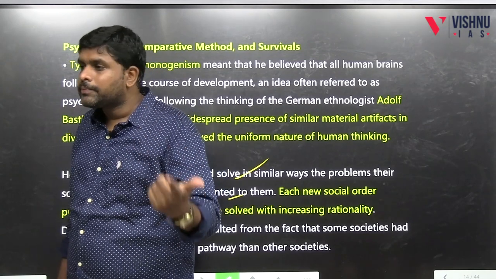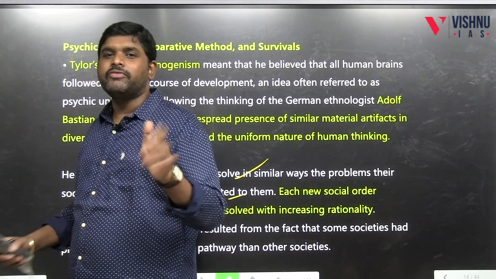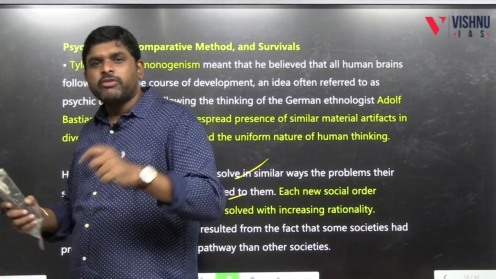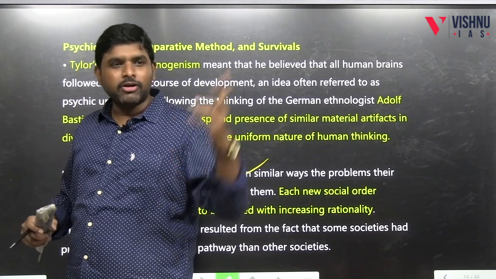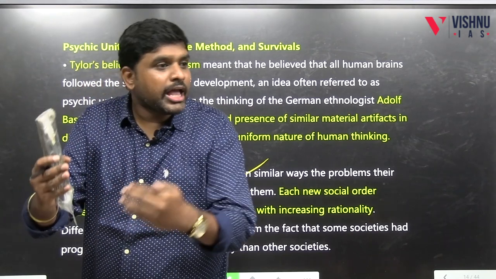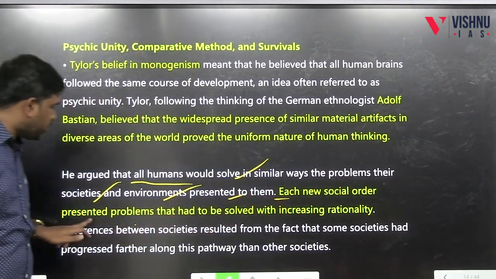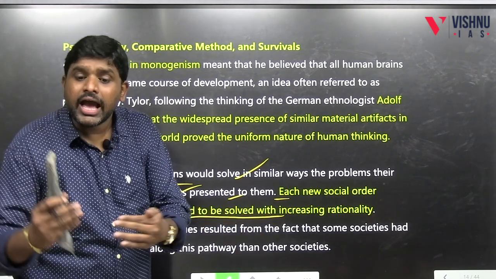I have to make friendship with another man. You come from that side, I will come from this side. Then what for me? 50-50. So relationship came. So we both together killed it. Alright, this is very nice. Again we will go. I will call another two friends. 25%, 25%. So the human society started evolving. Each new social order presented problems that had to be solved with increasing rationality.